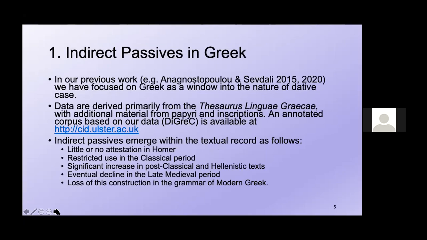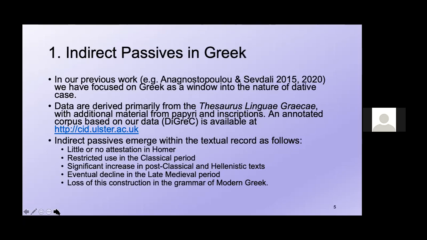So just to begin, in our previous work, such as Anagnostopoulou and Sevdali, 2015 and 2020, we focused on Greek because it can provide a window into the nature of the dative case. And our data, which cover quite a wide time span, as you'll see, are derived primarily from TLG, with additional material from papyri and inscriptions. And we've made an annotated corpus based on our data available at the website that you can see here.